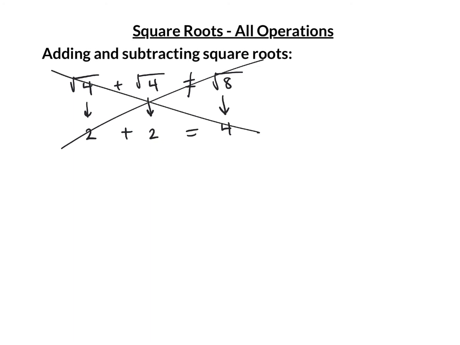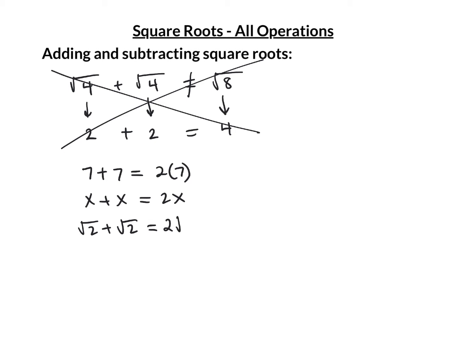When we add square roots, we have to go back to algebra and the idea of adding like terms. We know that 7 plus 7 is 2 times 7. 7 and 7 are like terms, just like x plus x is 2 times x, because x and x are like terms. Then I can add the square root of 2 and the square root of 2. It is not the square root of 4. It is 2 times the square root of 2, or 2 root 2. In order to add square roots, they have to be like terms.